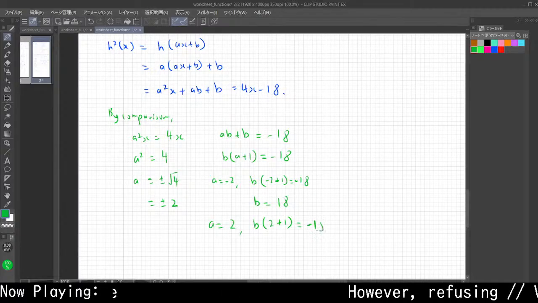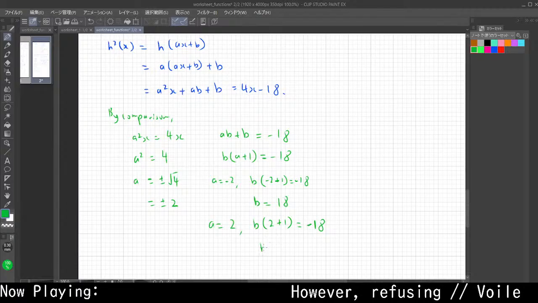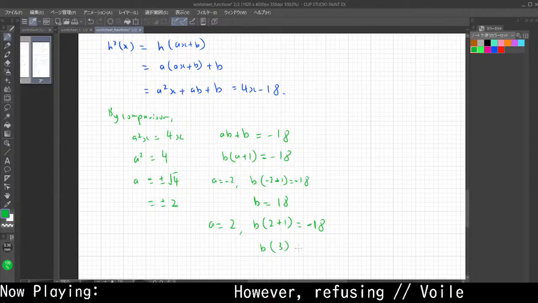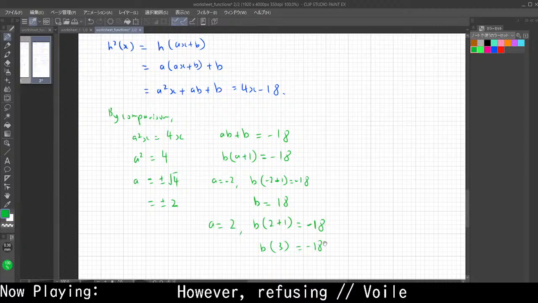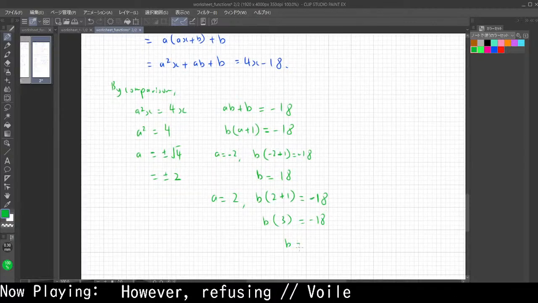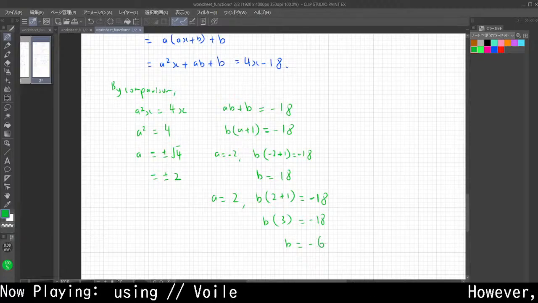Going back to this. If a is 2, this will get you b times 3. The 3 moves over to do division. Negative 18 divided by 3, you get negative 6.